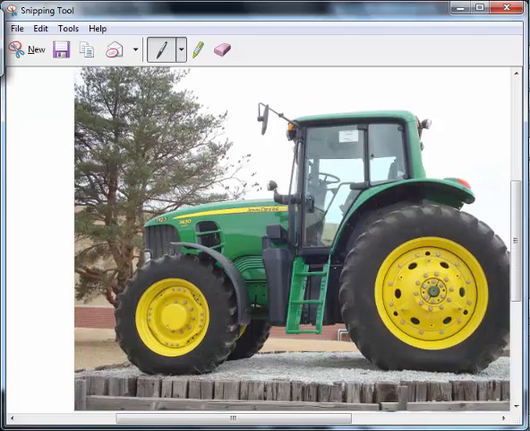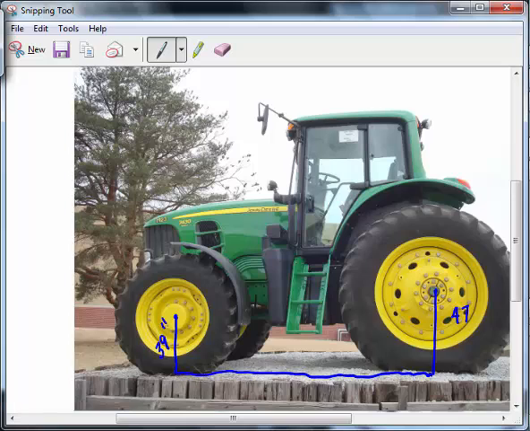Okay, so we want to know from the center of this axle to the center of this axle, knowing that this is 47 inches, this is 39 inches, and this distance is, I'm sorry, that's not right.